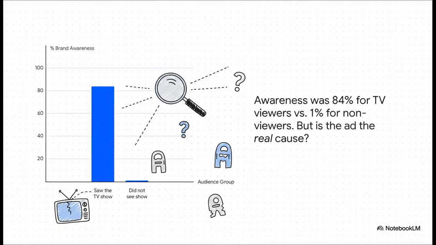And check out this real-world example. A company called Sharpcraft Bass Boats aired an ad on a hunting and fishing show. Afterwards, they called a bunch of people. Get this. Of the people who saw the show, a whopping 84% knew about the brand. Of those who didn't see it, only 1% knew about it. I mean, wow, right? That ad looks like a massive home run.